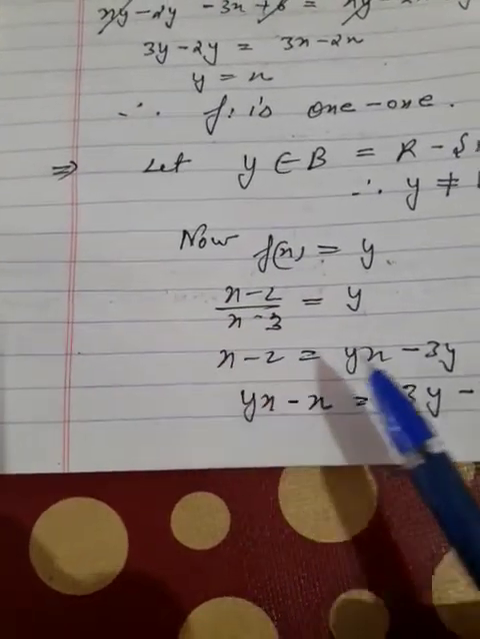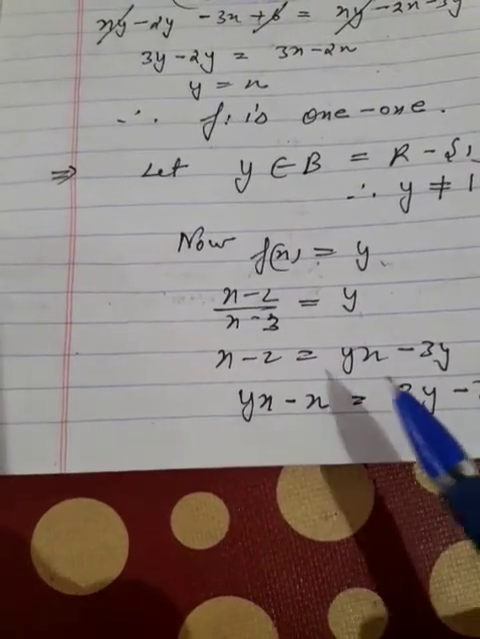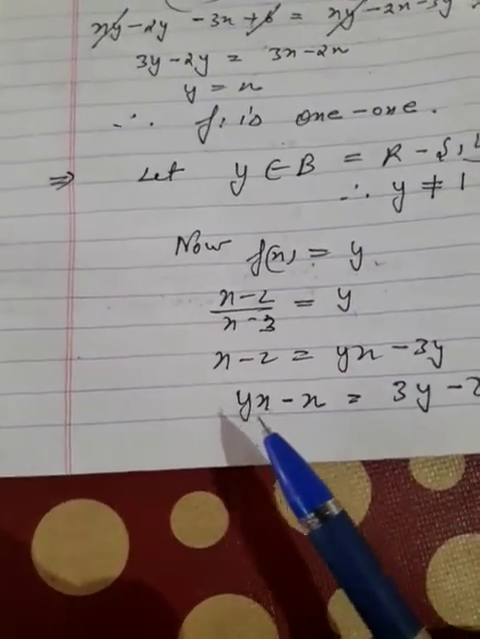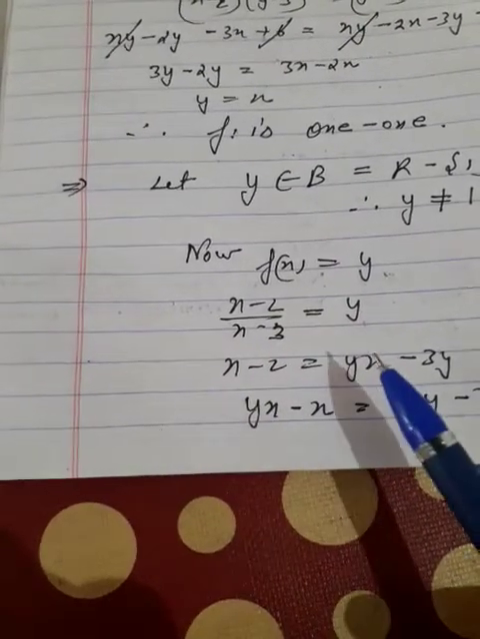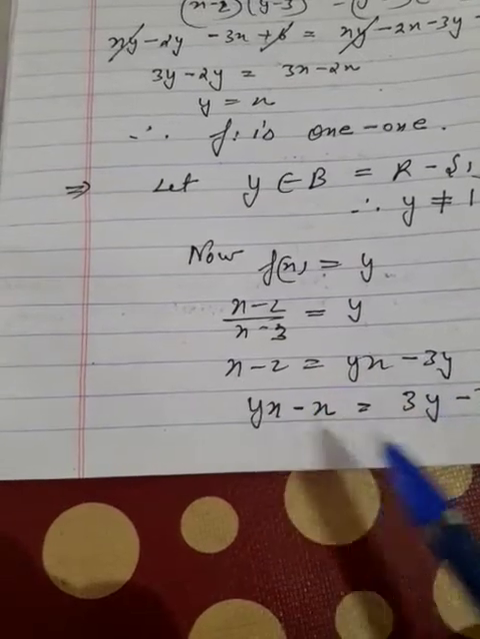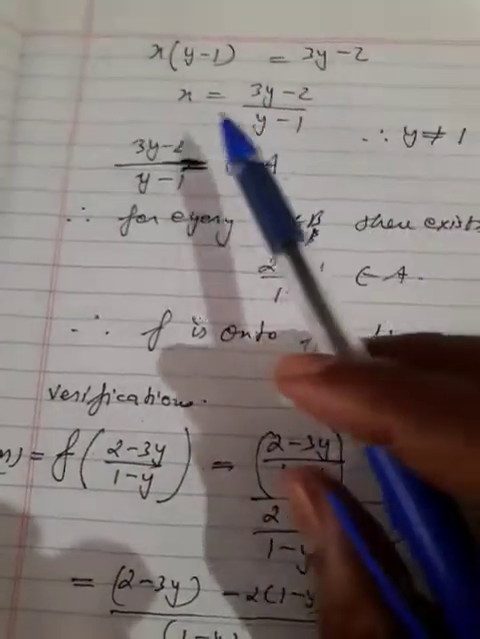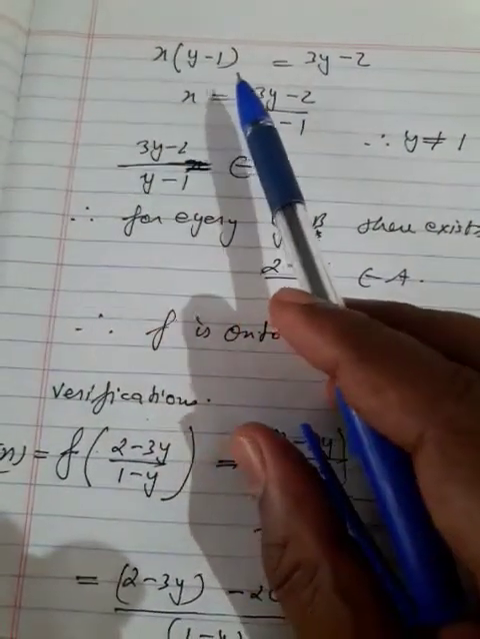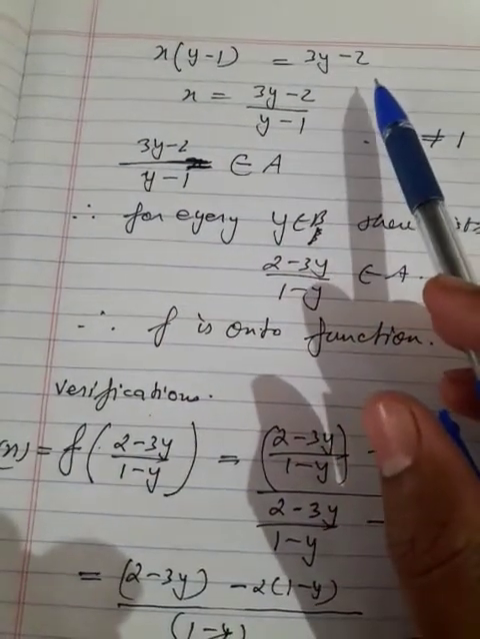So x minus 2 equals yx minus 3y, when we cross multiply it. Bring all x to the left hand side, so yx minus x will be on one side and 3y minus 2 on the other side. Now see the rest part. Take x common from there. So x(y minus 1) equals 3y minus 2.